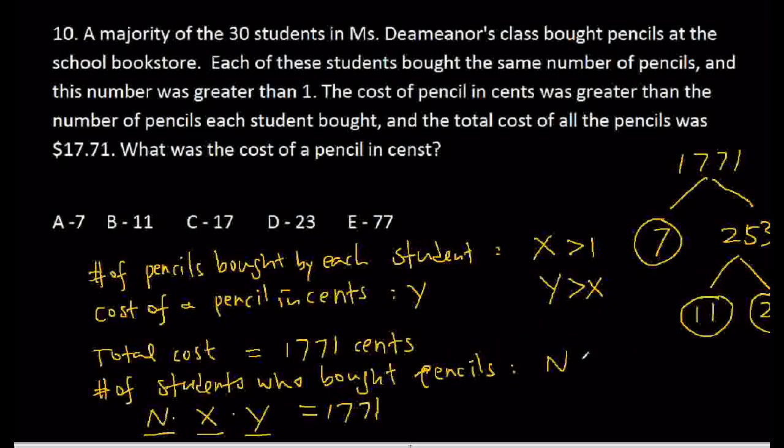We know n is a majority of 30 students, so n has to be greater than 15, right? So in this case, 7 and 11 cannot be n, so n must be equal to 23. For x and y, we have seen y is greater than x, right? So this has to be y, 11, and we are left with 7 as x. So the answer, the cost of a pencil, which is y, is 11. So the answer in this case is C.